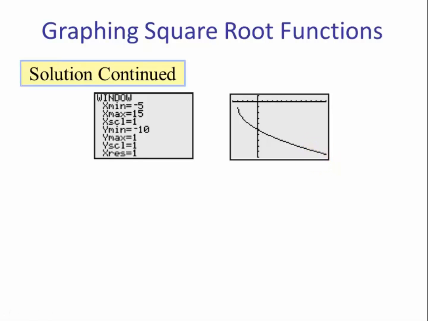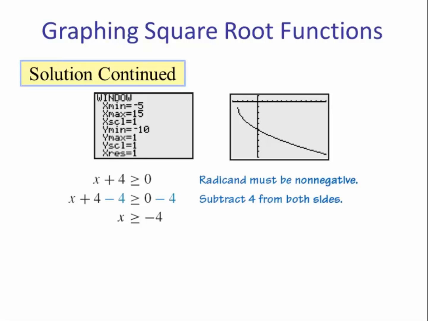To solve for the domain algebraically, we take whatever is inside the radical and we set it greater than or equal to 0. So we have x plus 4 is greater than or equal to 0. Subtract 4 from both sides, and we have x is greater than or equal to negative 4. So as long as x is greater than or equal to negative 4, we will take the square root of non-negative numbers, and that's our domain.